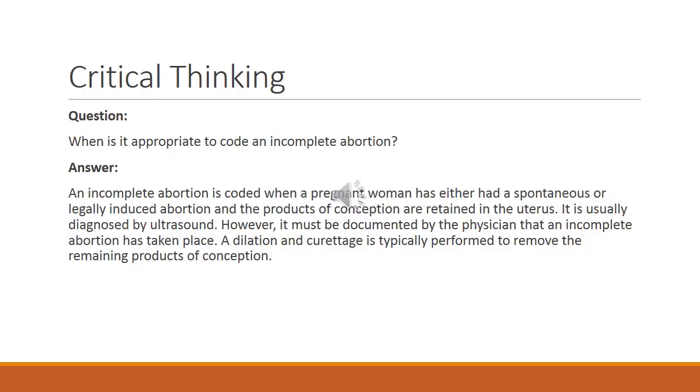Our answer: an incomplete abortion is coded when a pregnant woman has either had a spontaneous or legally induced abortion and the products of conception are retained in the uterus. It's usually diagnosed by ultrasound. However, it must be documented by the physician that an incomplete abortion has taken place. A dilatation and curettage is typically performed to remove the remaining products of conception.